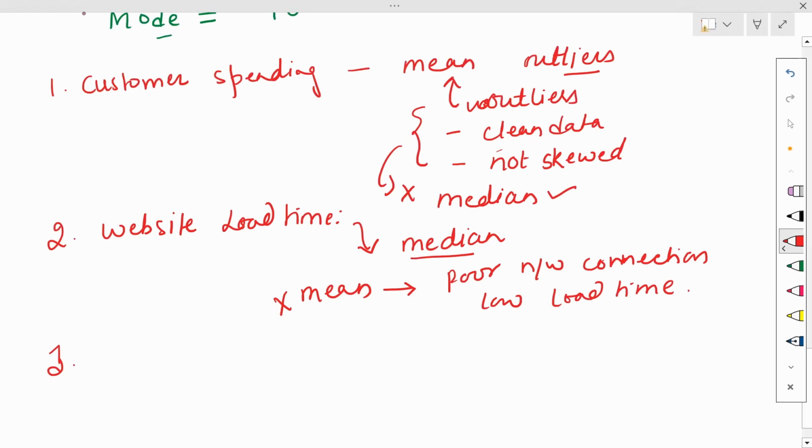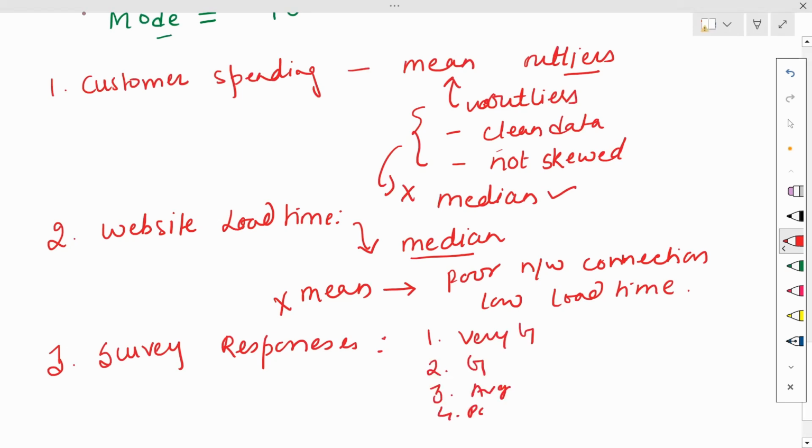Other example could be where we are trying to analyze survey responses. Now, since survey responses are generally categorized, like it could be a very good experience, average, poor experience, or very poor, something like that. In this case, we have categories, and the better measure of central tendency will be mode. This will help us to identify the common opinion.